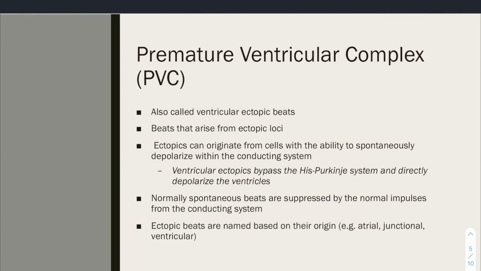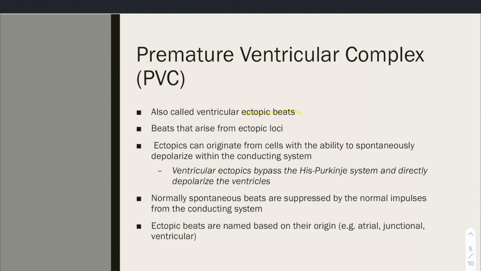We have premature ventricular complexes. They are often called ectopic beats. You might see them referred to as such. And they arise from ectopic loci, different places in the heart outside of the normal conducting system. The cells in the heart have the ability to spontaneously depolarize. So that means that some cells in the heart are able to bypass the His-Purkinje system and directly depolarize the ventricles without the nice pathway that we know and love of electrical conductance.